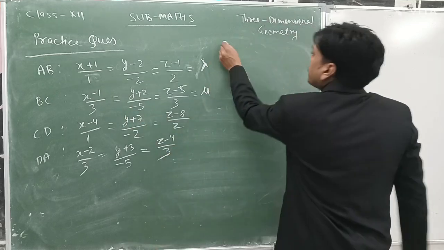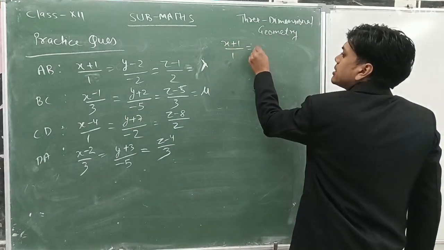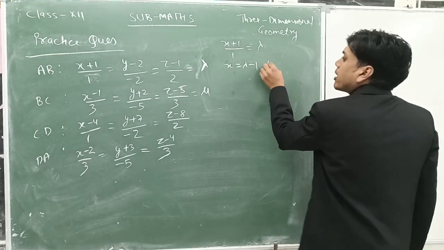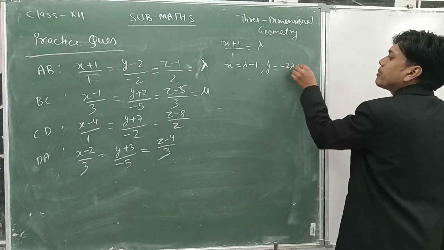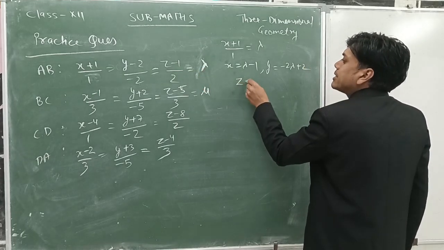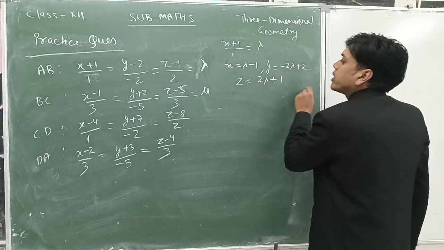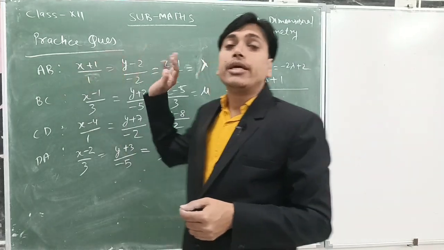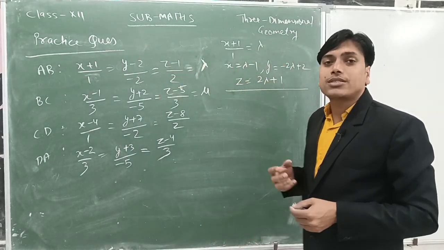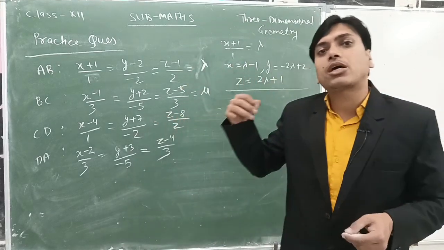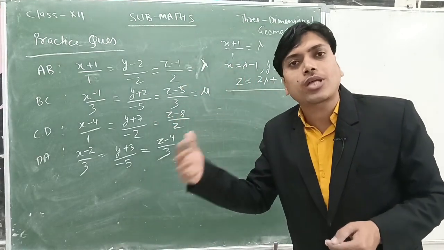So from here, if we put (x plus 1)/1 is equal to lambda, then x will be equal to lambda minus 1. Similarly, y will be equal to minus 2 lambda plus 2. If we put (z minus 1)/2 is equal to lambda, then z is equal to 2 lambda plus 1. So these are the values of x, y, z on line AB. So x, y, z are the coordinates of any general point on the line.